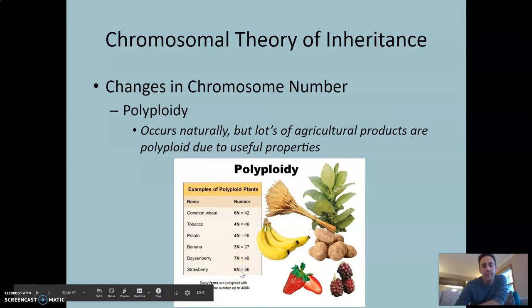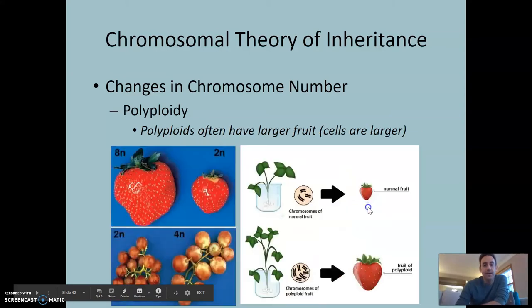We actually, in Gender Enriched Bio, maybe you did a lab where you isolated DNA from strawberries. We choose strawberries on purpose. It's 8N. There's a lot of DNA in that little berry, and so it's a great specimen if you're trying to isolate DNA. So why are polyploids useful?